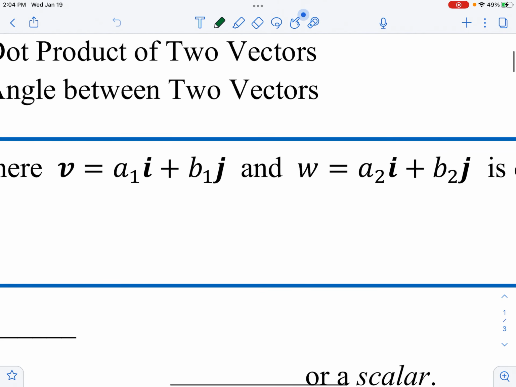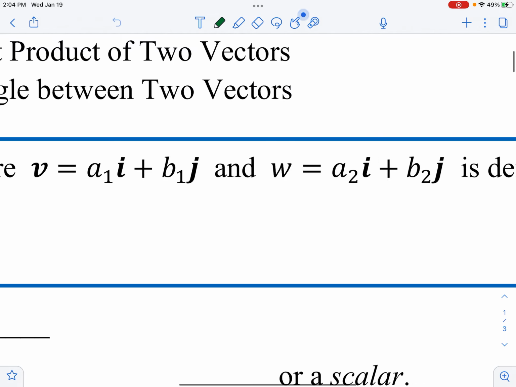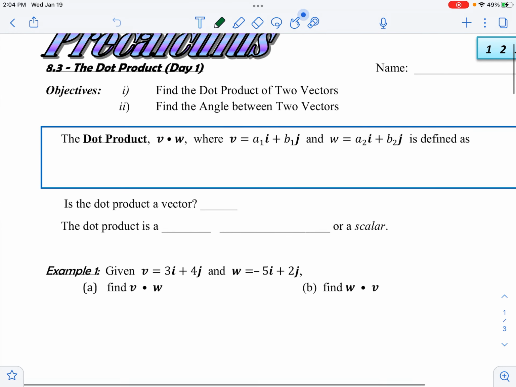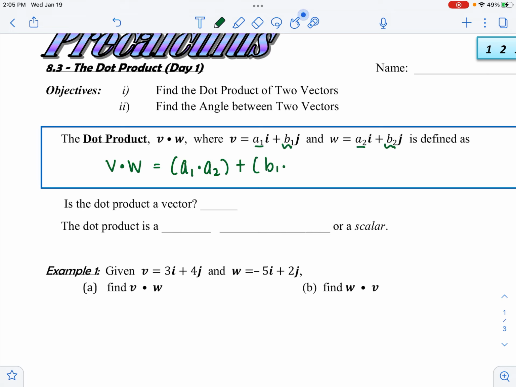When you see v dot w, where v is a vector and w is a vector, let's say v is a1i plus b1j and w is a2i plus b2j. Then to find the dot product, you're going to see v dot w equals, and in order to get it, you take the a components and multiply them, the b components and multiply them, and then add those two together. So you take whatever a1 is, multiply that by a2, and add that to the b components multiplied, b1 times b2.